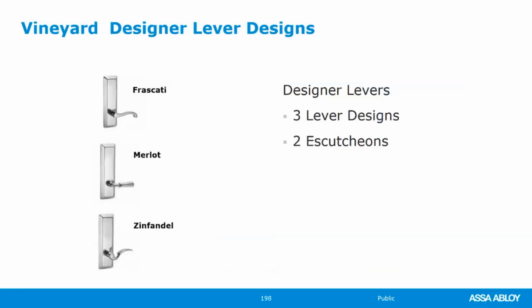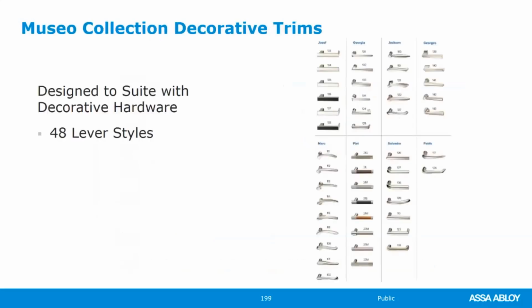Here are our Vineyard designer lever designs. We have our Frascati, our Merlot, and our Zinfandel. We can do that with our M60 parabolic escutcheon or our standard escutcheon as well. We also have our 48 Museo decorative levers. Again, the decorative levers can match all of our products in our Good Design Studio. We can suite that with our mortise locks and our tubular locks, as well as hinges, flat goods, wall stops. They can all be corresponding. That's the Museo collection.